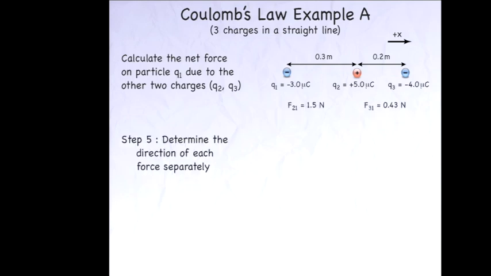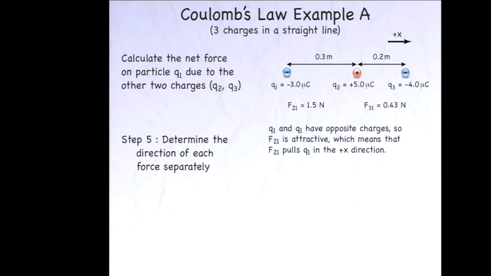Okay, so now what we're going to do is determine the direction of each force separately as well. Q1 and Q2 have opposite charges, so F21 is going to be attractive because opposites attract. That means that F21, since it's an attractive force, is going to pull Q1 in the positive x direction towards Q3. Right, I'm sorry, Q2.